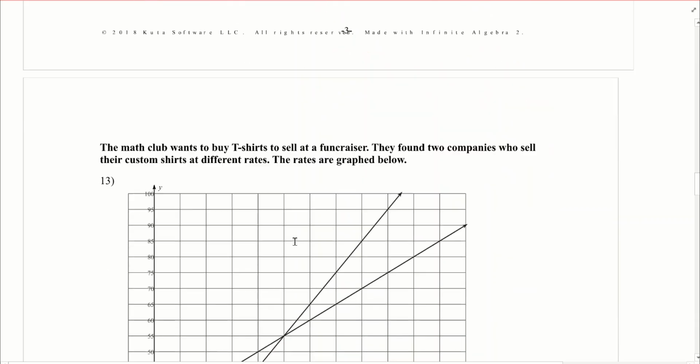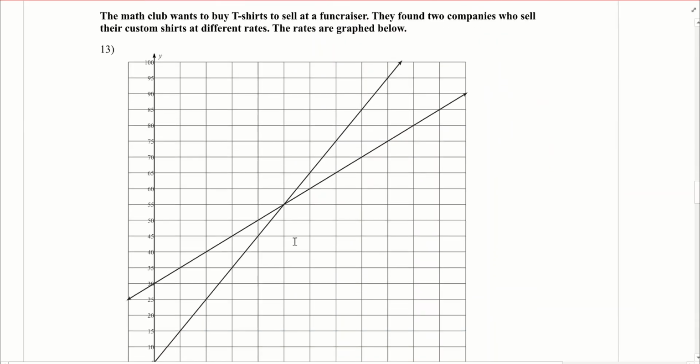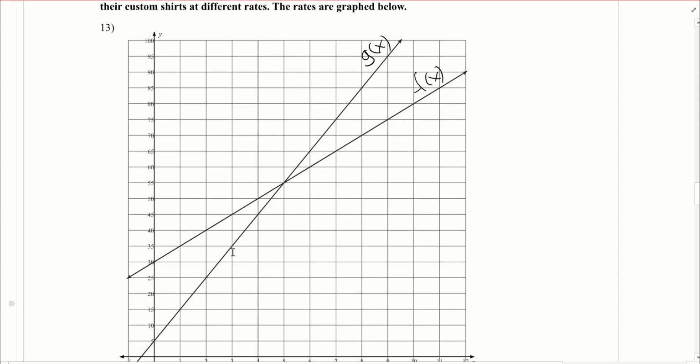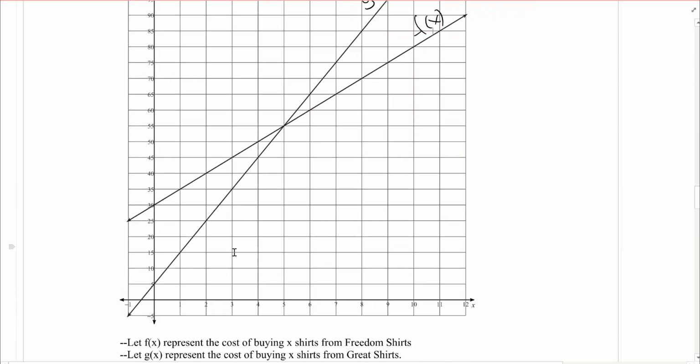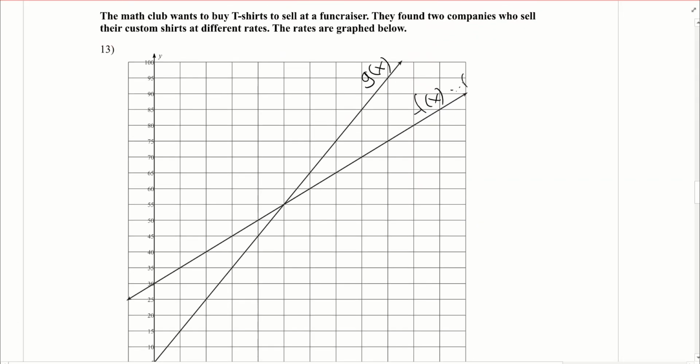Okay, last problem. The math club wants to buy some t-shirts to sell at a fundraiser. They found 2 companies who sell their custom shirts at different rates. The rates are graphed below. And on your paper, it's given that this one is g of x and this one is f of x, and we're told that f of x is the cost of buying from Freedom Shirts and g of x is Great Shirts, right? So this is Freedom Shirts and this is Great Shirts. Not that that matters too much.